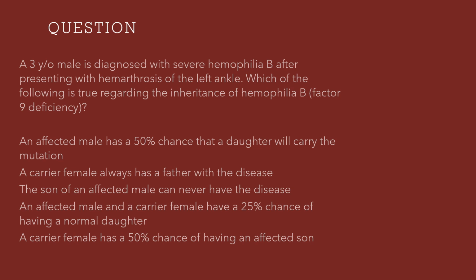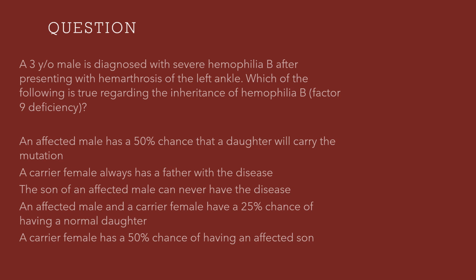The second answer choice, a carrier female always has a father with the disease. This is incorrect. A carrier female will have XX and one of them has hemophilia on it. If her father has the disease, he could pass the X chromosome down and this would create a carrier female. But if a father did not have the disease, you could still have a carrier female from receiving an X chromosome from the mom who's a carrier. It's a 50% chance that that would occur.